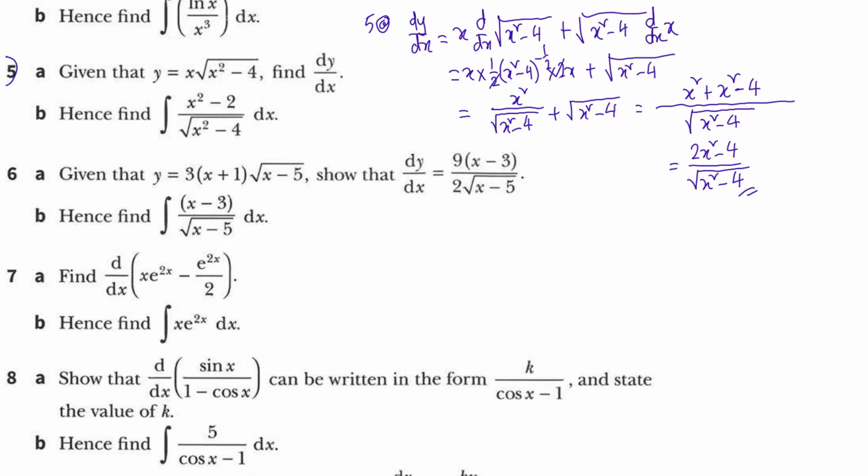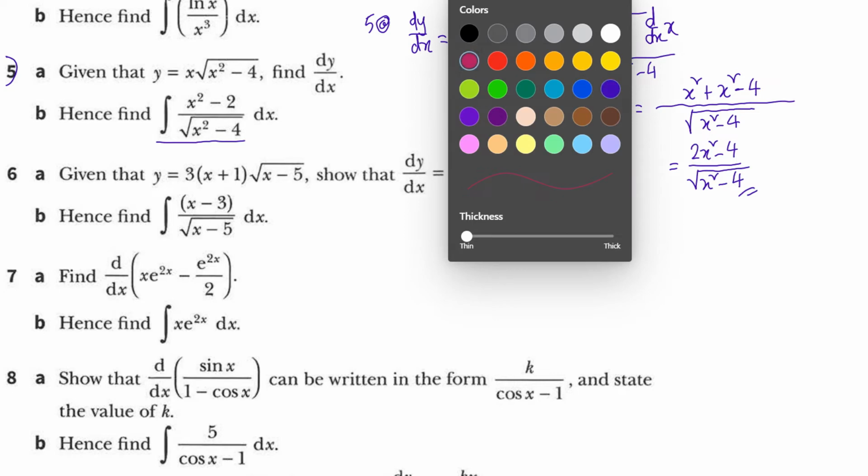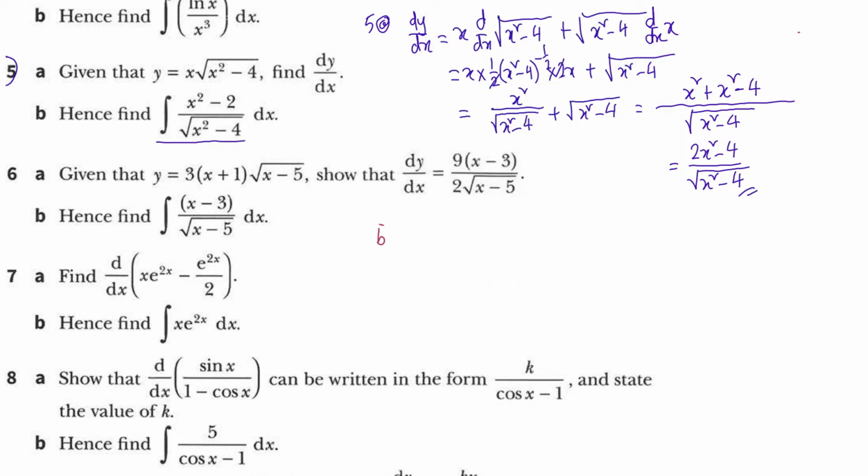Now the second one is written here. They're asking to find out this. So it's easy. We need to take help from the differentiation part. Let me use a different color as before. The expression is x square minus 2, and the denominator is also x square minus 4. So it's almost the same thing, the only difference is the 2.